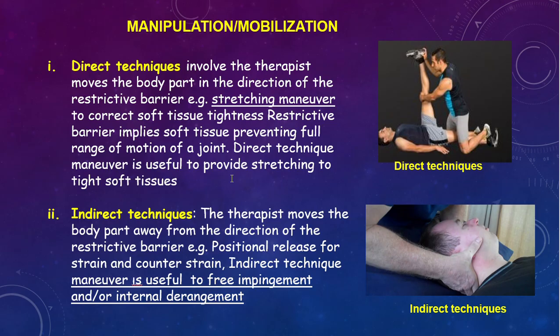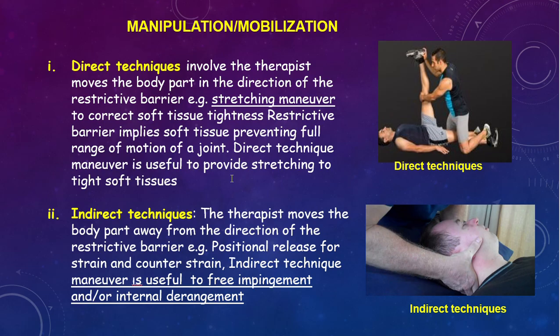Let's go to slide number 5, where we talk about direct and indirect technique. When do we say a technique is direct in manual therapy? We say a technique is direct when movement is carried out in the direction of the restrictive barrier. Maybe you have a patient that comes to your clinic and is not able to do extension of the knee because the hamstring is tight. He cannot extend the knee because the tight hamstring will hold him back. Anytime he tries to do that, he experiences more pain.